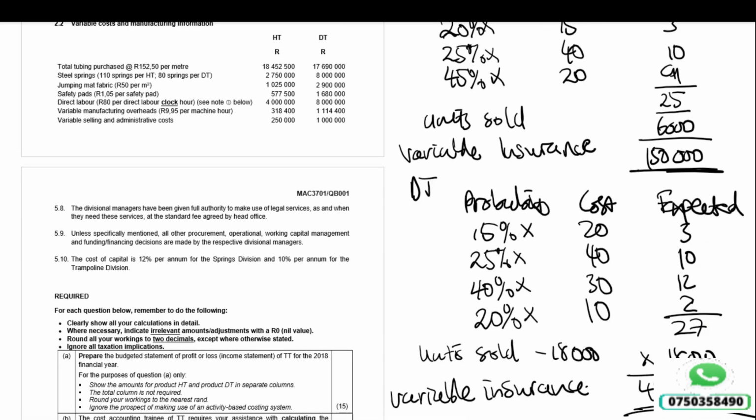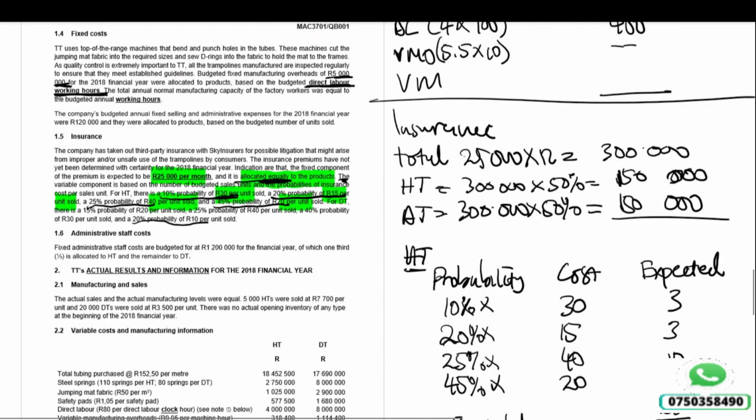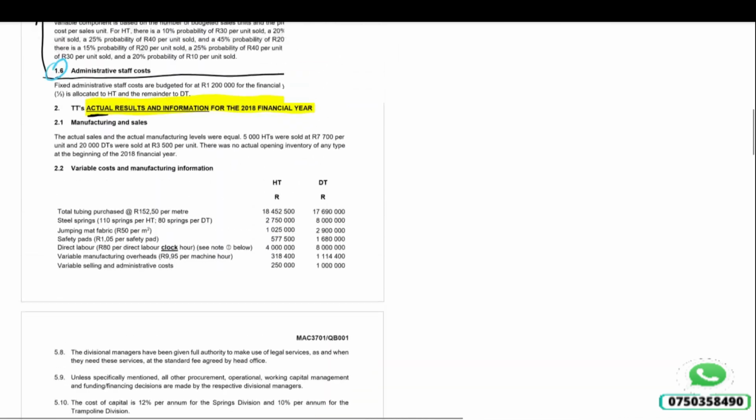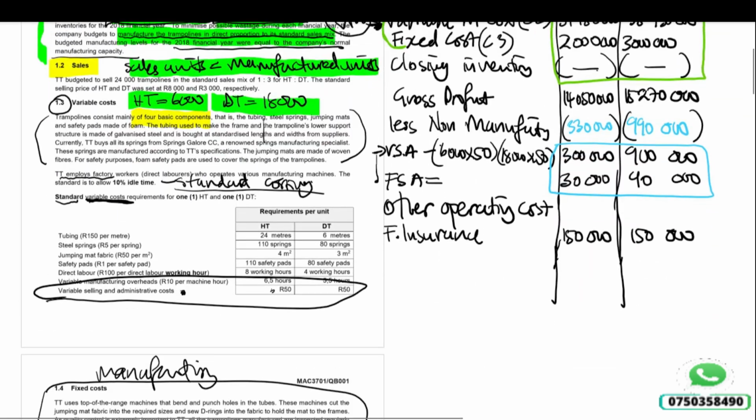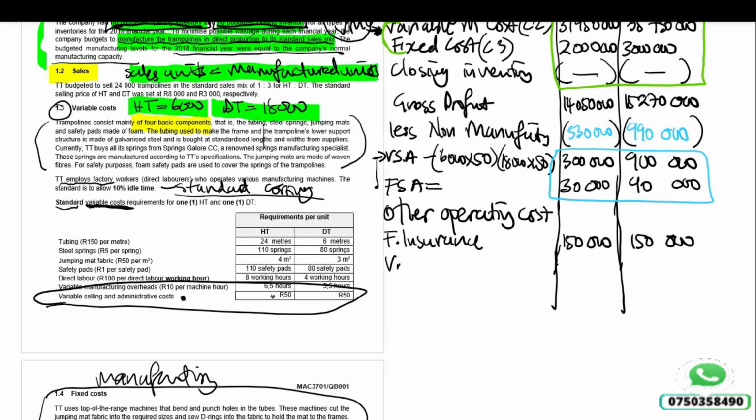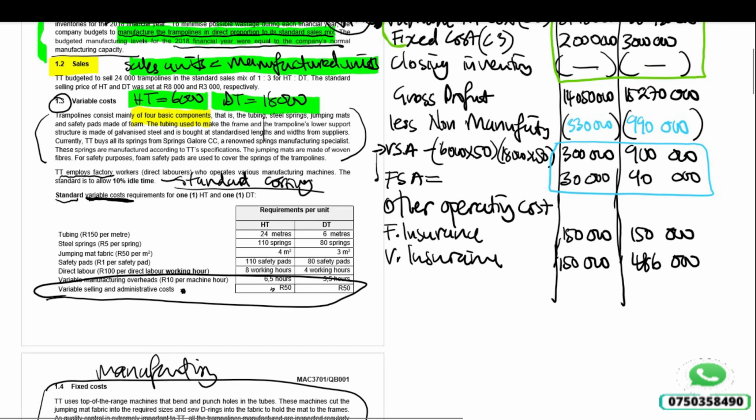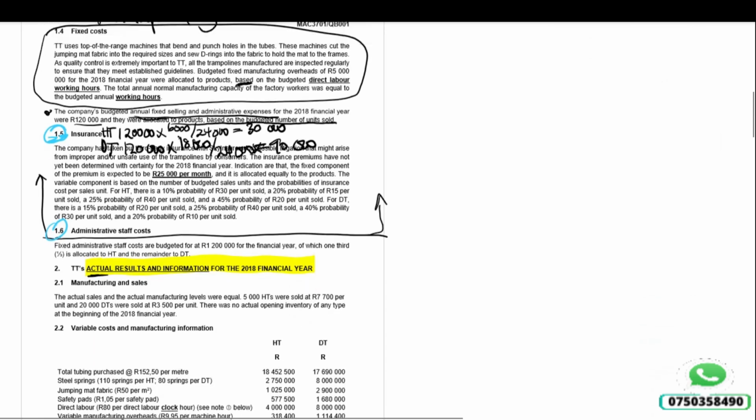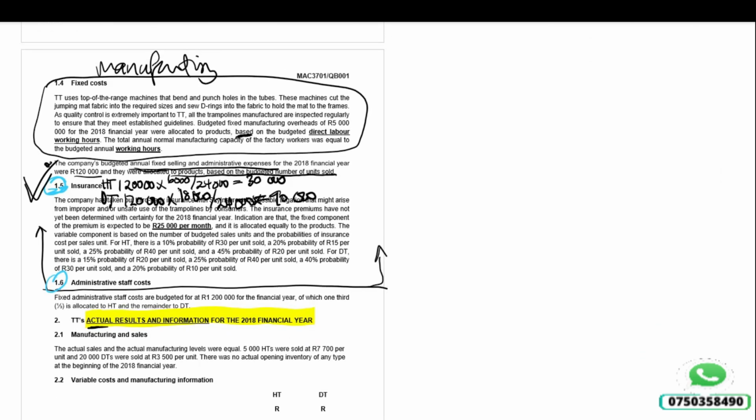And then in total, we have 150,000 and 486,000. So we take it back to our main statement. It's 150,000. So this is the variable portion of insurance. 150,000 and 486,000. Then that was note number 1.5.